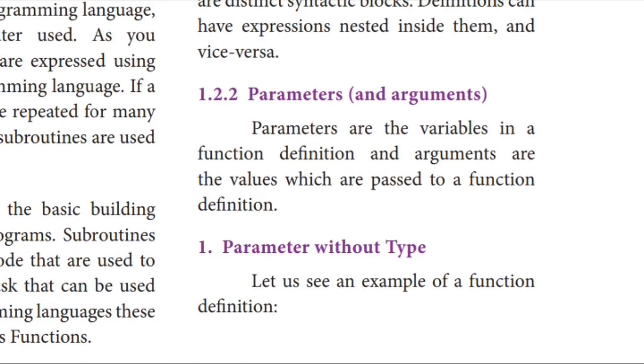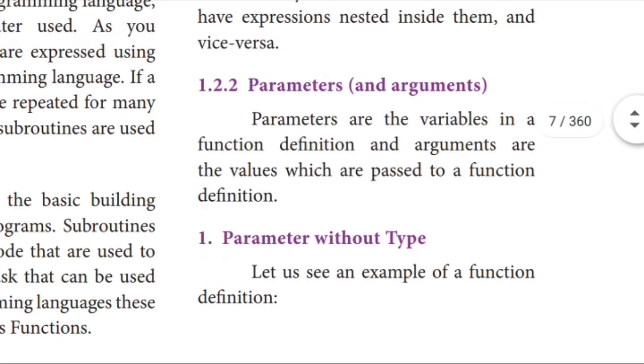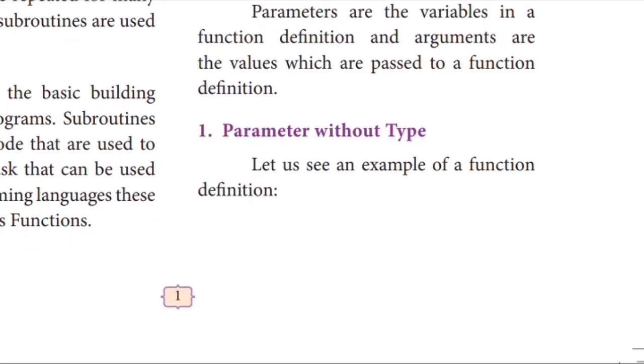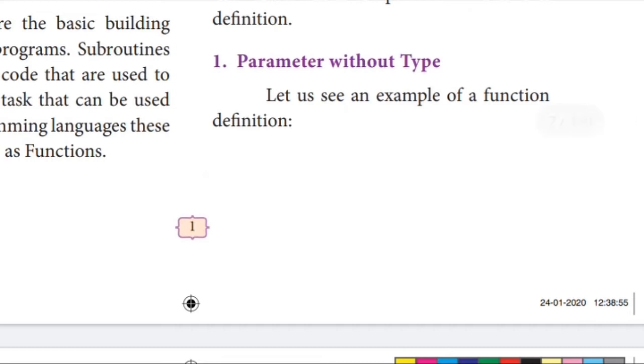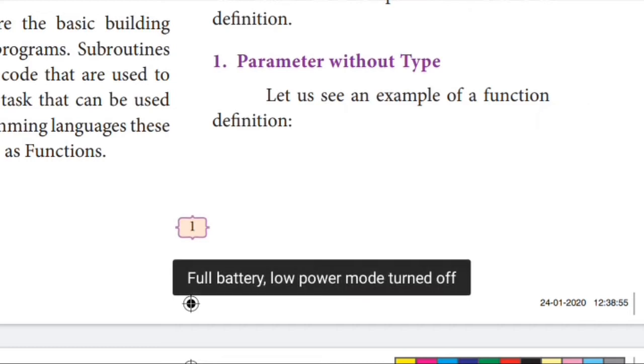Generally, parameters and arguments mean the inputs and variables we are sending to the function to complete our task. That is the main heading covered in this. So parameter with type: type means data type. What kind of type are we using?